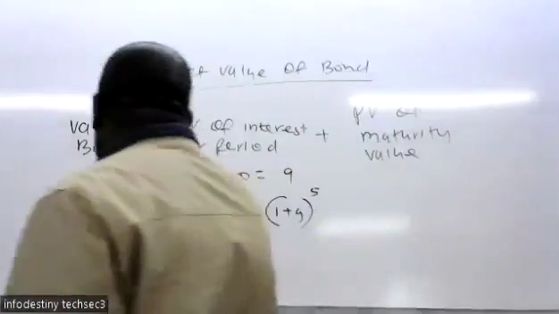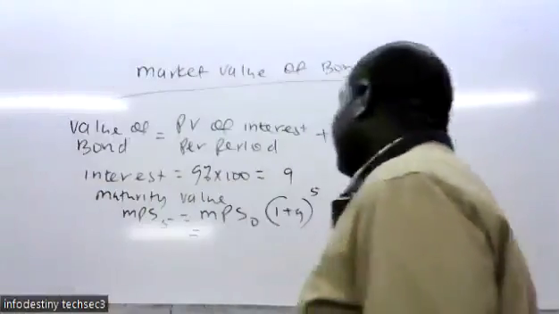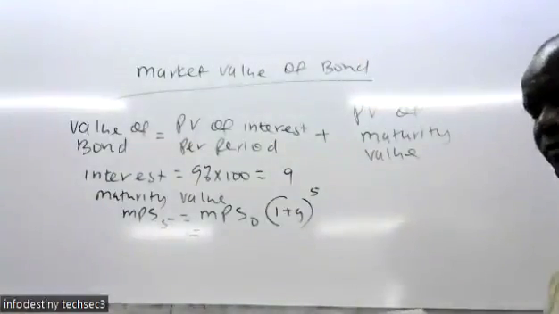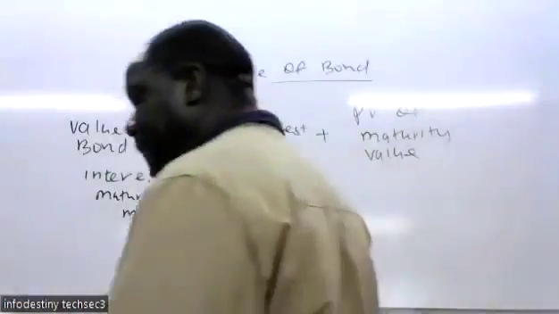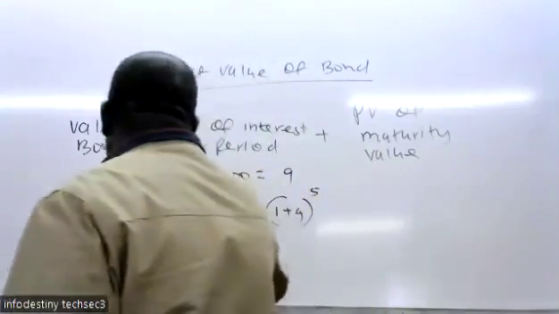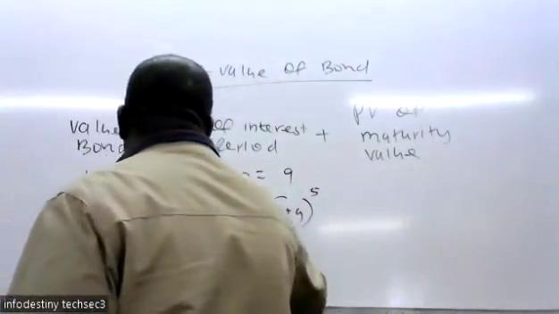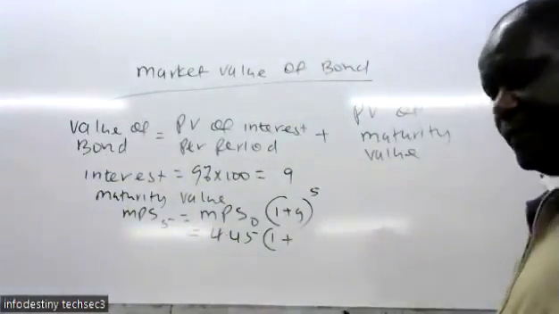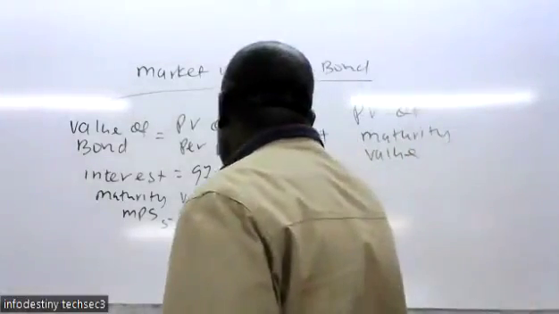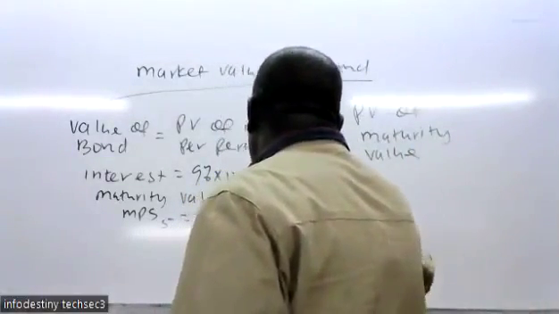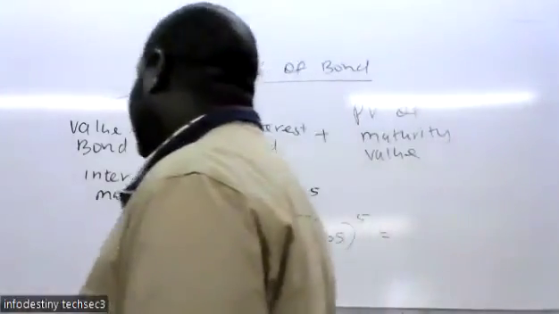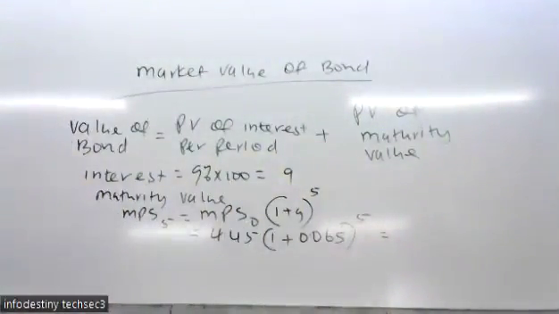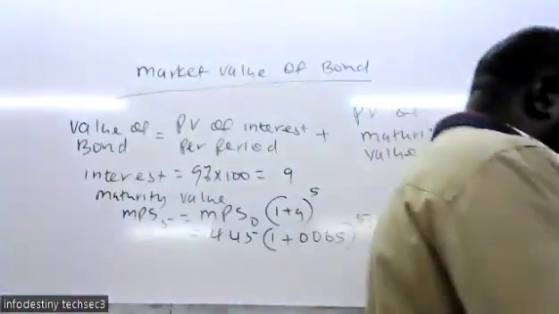The price today, they were able to give us a figure: 4.45. So it is growing at what rate? 6.5%, the same as 0.065, for 5 years. That is how we come up with the market price per share in year 5.